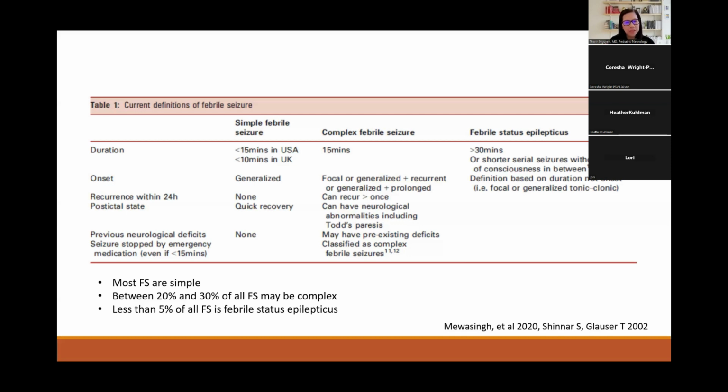If it's greater than 15 minutes, then it becomes complex. And febrile status is purely based on duration. A seizure longer than 30 minutes is considered febrile status epilepticus. Or if a child has had multiple brief seizures that add up to about 30 minutes and they don't recover in between those seizures.